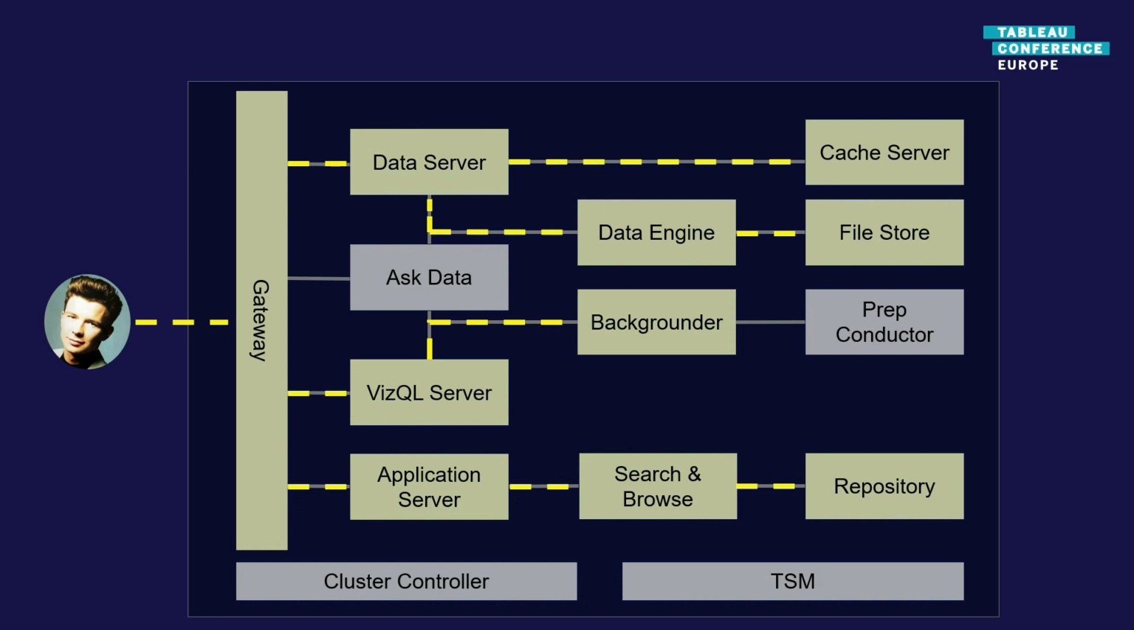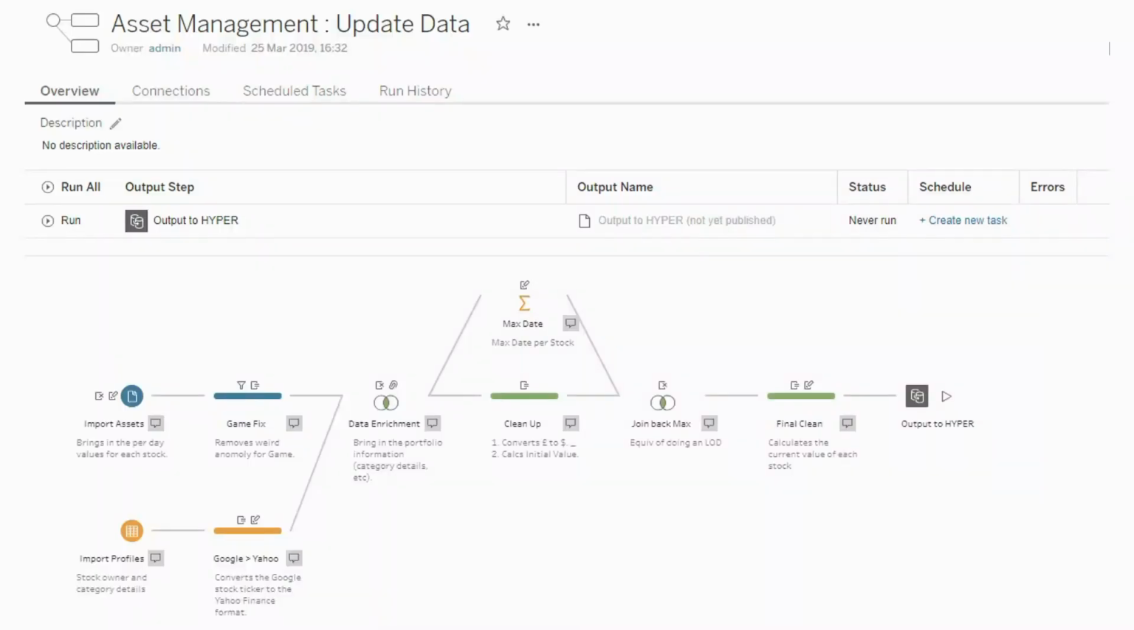Now, with the backgrounder in mind, I mentioned that the backgrounder runs prep flows. So what does the prep conductor do? Let's find out. So with 2019.1, we introduced prep conductor as an option to Tableau Server. And what prep conductor allows you to do is publish flows to Tableau Server. You can see here, here's an example of a flow published to Tableau Server. It shows you what those steps are doing. It shows you the tasks that have recently happened, where the outputs are going.